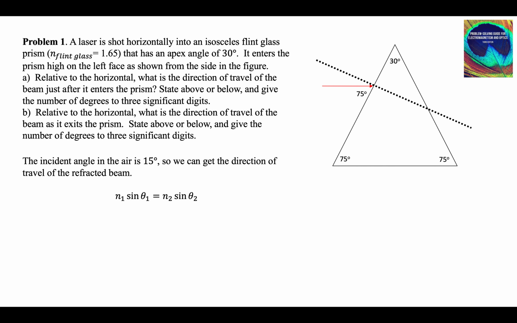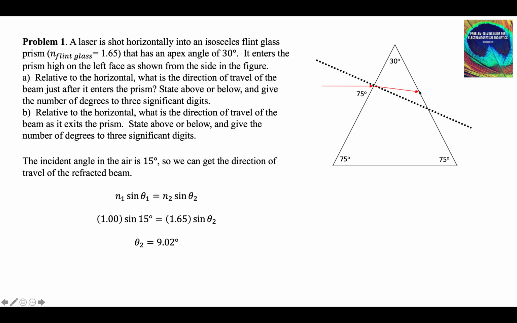We can use Snell's law. Medium 1 is the air. Medium 2 is the flint glass. Air has an index of refraction of 1. The angle from the normal is 15 degrees. Flint glass is 1.65. We can calculate theta 2. It's 9.02 degrees. We can draw the beam in.